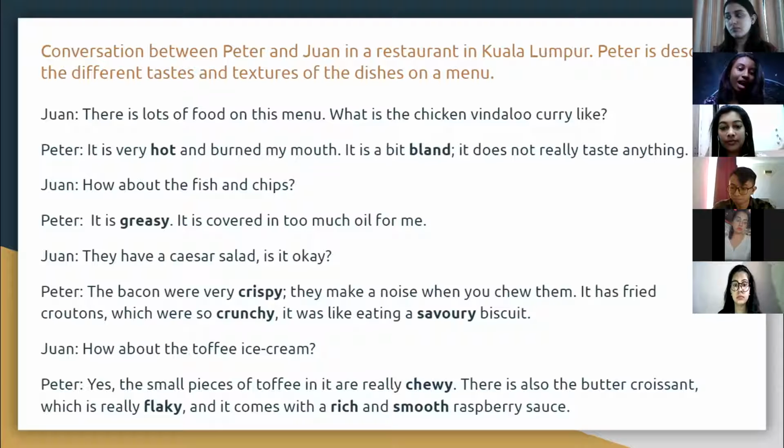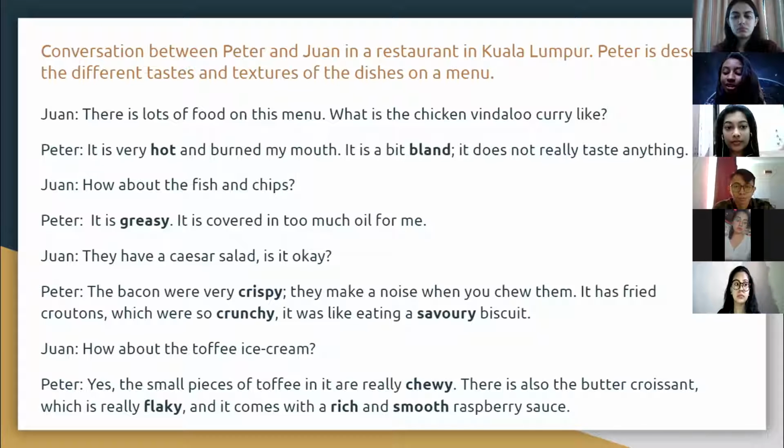Joanne asks, how about the toffee ice cream? Peter replies, yes, the small pieces of toffee in it are really chewy. There is also the butter croissant, which is really flaky, and it comes with a rich and smooth raspberry sauce. The first word highlighted there is chewy, so we are going to look at the meaning of it.